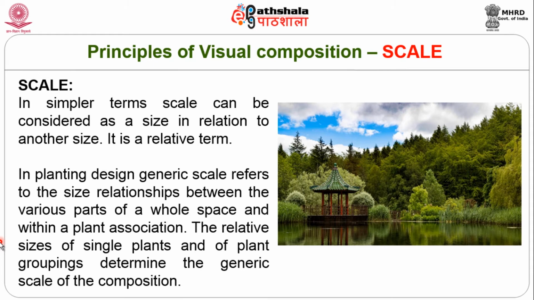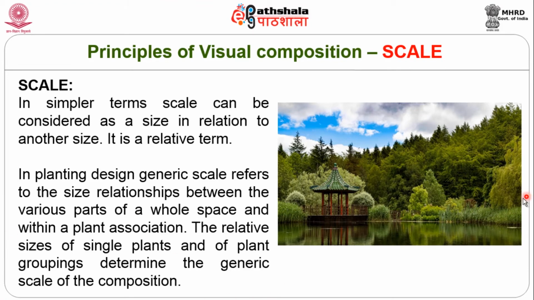In planting design, generic scale refers to the size relationship between the various parts of a whole space and within a planting composition. The relative sizes of single plants and of plant groupings determine the generic scale of the composition. So planting as such, and the groupings of plants, the individual plants are being brought out in multiple quantities together. They are formed as one group, and they are being brought together with another plant group which could completely be at a different scale, of a different height as such, and they could be brought together in one particular entity.